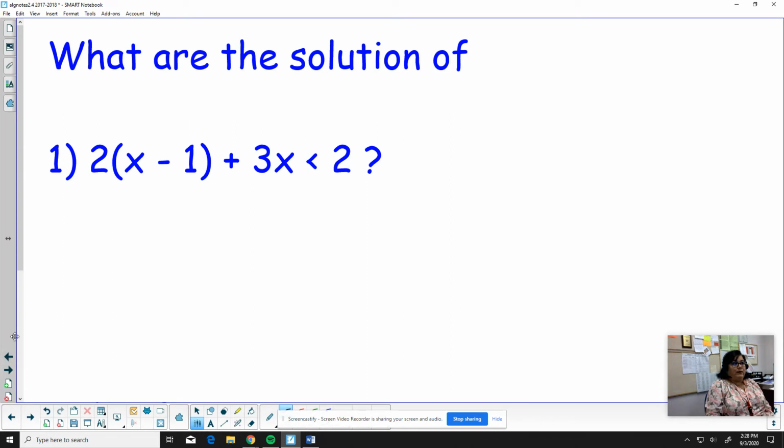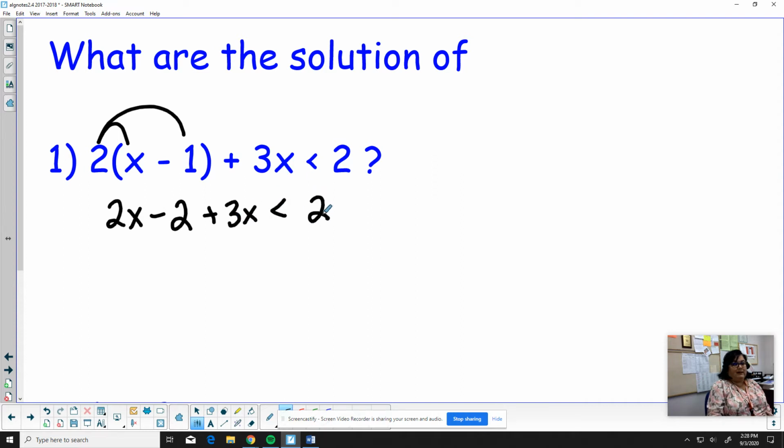So this is a new one. You can tell it's new because it's got a parenthesis and it's got multiple terms up here. Let's go ahead and try this one. So we're going to do 2 times x, which is 2x. And 2 times negative 1 is negative 2. And we multiplied because of the parenthesis, and we used the distributive property. So we copy down the plus 3x, the less than, and the 2.